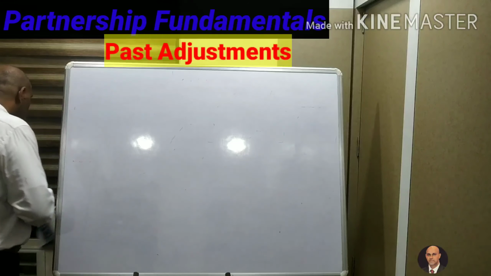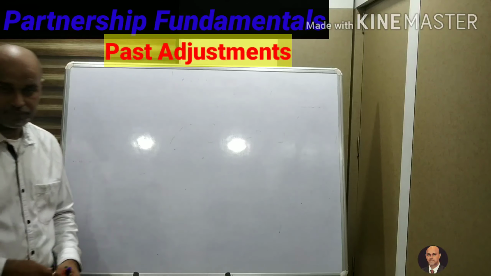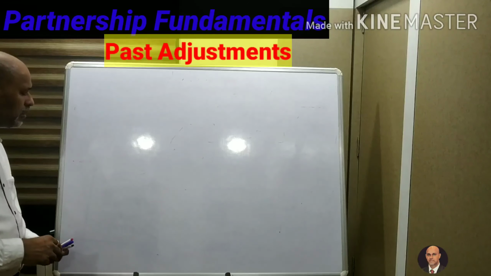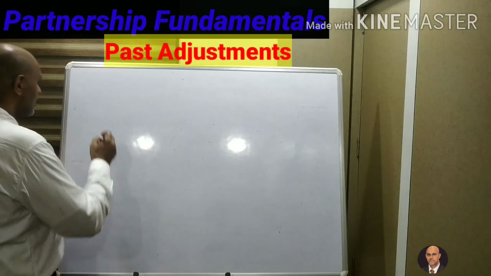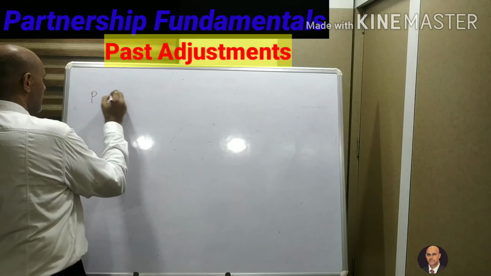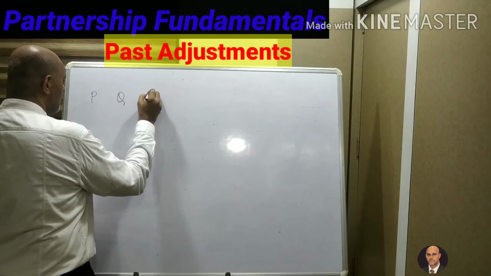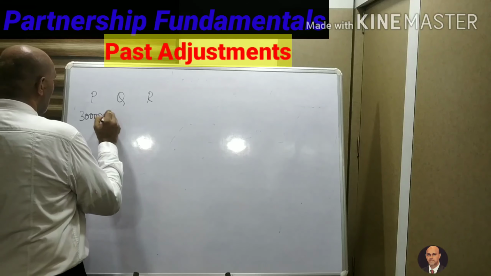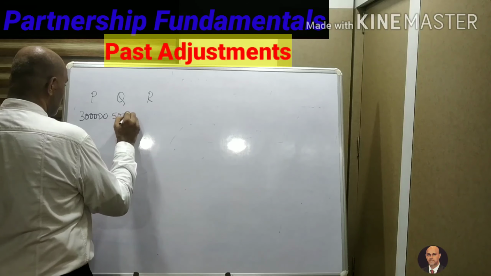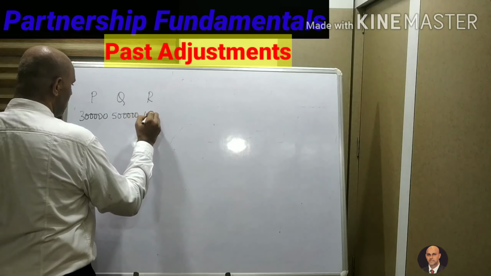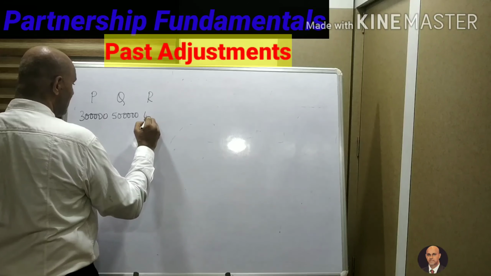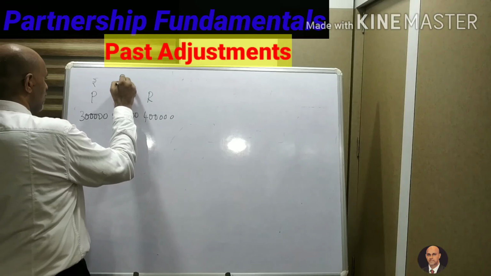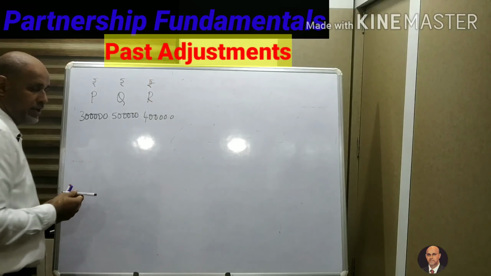Okay, so let's go ahead and follow up the next sum. Let's take three partners in this case: P, Q and R. P is having 3 lakhs, Q is having 5 lakhs and R is having 4 lakhs. Rupees.